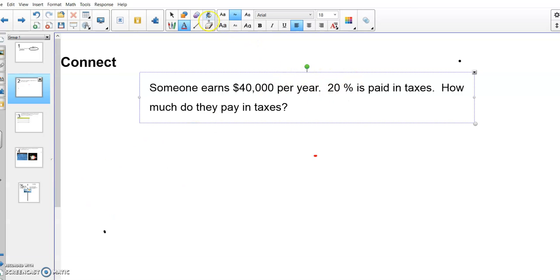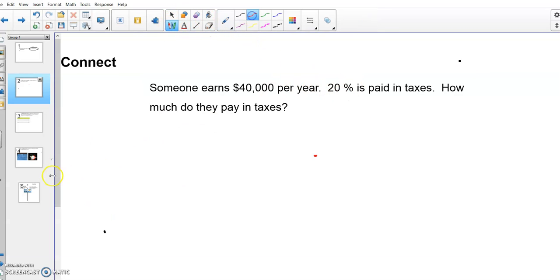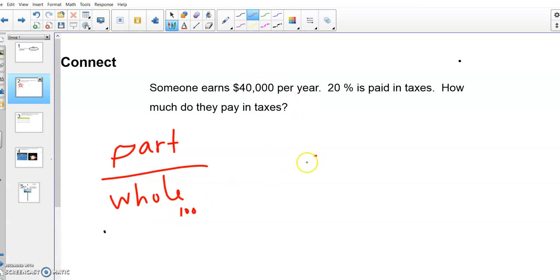So remember, a percent is a special type of part to whole ratio, where the whole is out of 100. So we make it out of 100. So here, if we say 20%, that means 20 out of every $100 they make is paid in taxes. So if they made $100, they'd pay 20. If they made $200, they'd pay 40. If they made $300, they'd pay 60, and so on. 20 out of every 100, in this case, is the taxes. That's what 20% means. So that is a part.